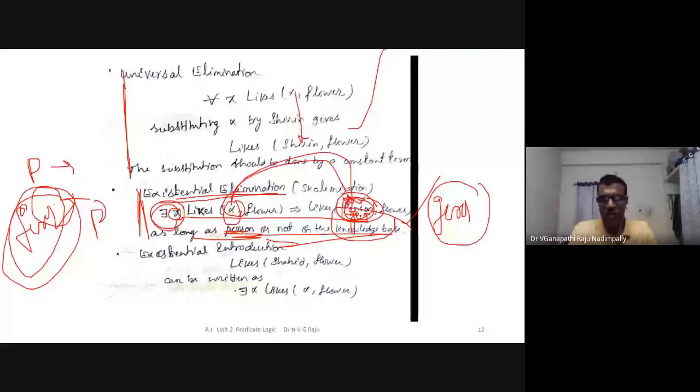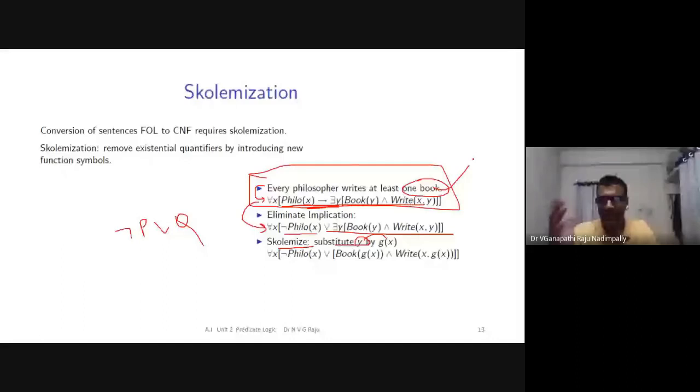Wherever I don't know, it is out of our knowledge base. So I am replacing y with a function g of x. You can ask one question, sir, what is the functionality of g of x? G of x is a magical function. Once we know the knowledge base, the g of x will be replaced by the original one. Is it okay? This is our Skolemization.